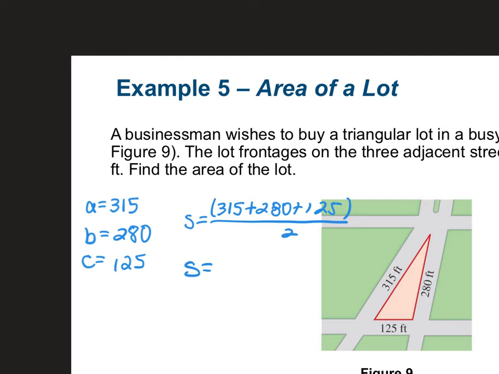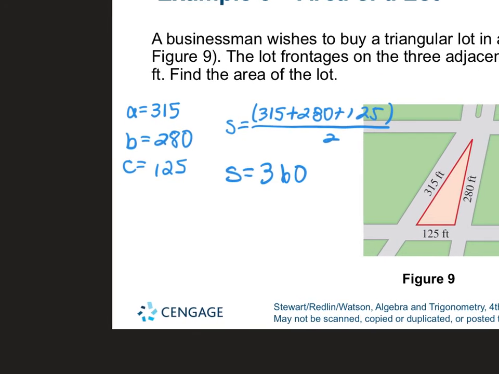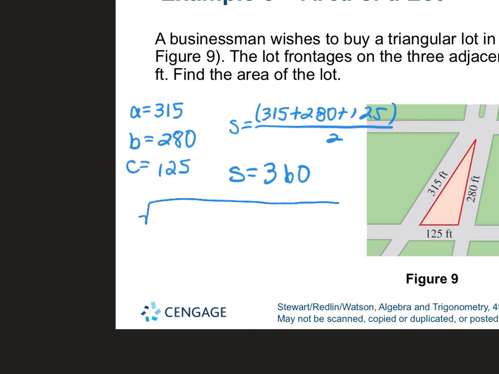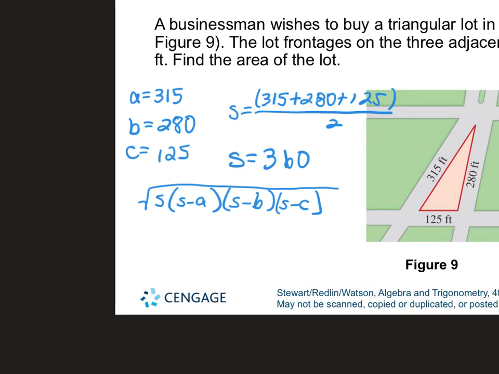If you are going to do this all in one step in your calculator, you need to put the numerator in parentheses. If you don't, it'll divide 125 by 2 first. So I'm going to say 315 plus 280 plus 125 gives me 720 divided by 2. So I get S equals 360. Now we're going to take Heron's formula, which again will be given to you, and find the area of this triangle. The formula is the square root of S times S minus A, S minus B, and S minus C. You're just taking S and subtracting every side from it.